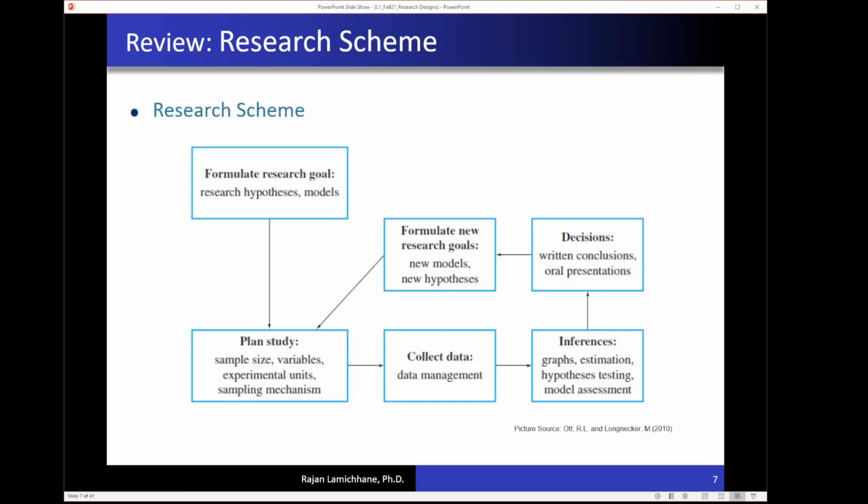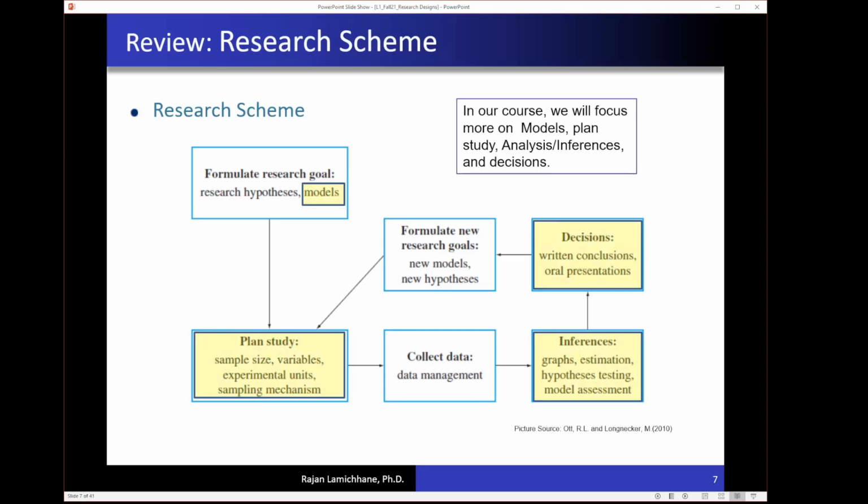And once you have all the inferences drawn, then you make a decision, you write the conclusion, or you present your results through different dissemination methods such as oral presentation, manuscript writing, or grant writing, etc. And sometimes after the first preliminary analysis, you may not see the expected outcome from the data. At that time, you formulate a new research goal, and then you go back and plan the study again and repeat the same process. So this is the general research scheme for any kind of research, and it is especially very important for medical research.